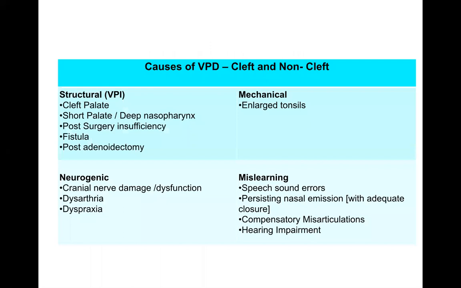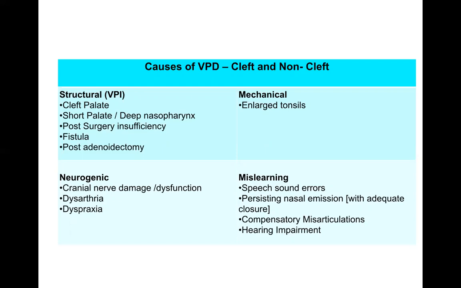There are both cleft and non-cleft causes of velopharyngeal dysfunction. For us, the most common are those structural causes. So cleft palate, a short palate, maybe post-surgery insufficiency, a fistula, post-adenoidectomy. But there can be other causes of VPD as well, which are more mechanical, mislearning, or neurogenic.